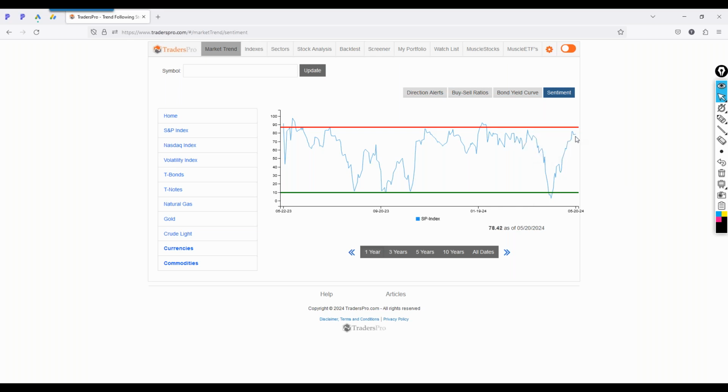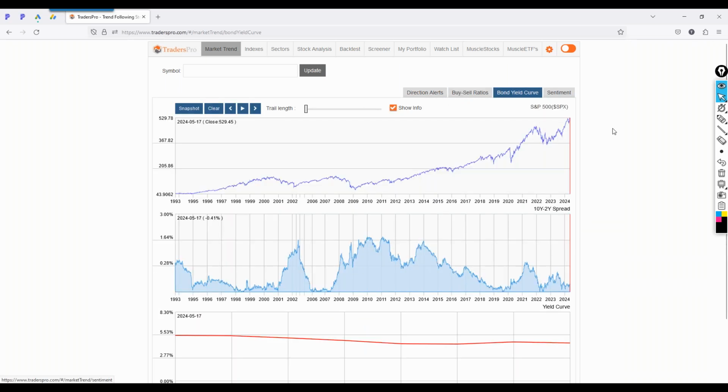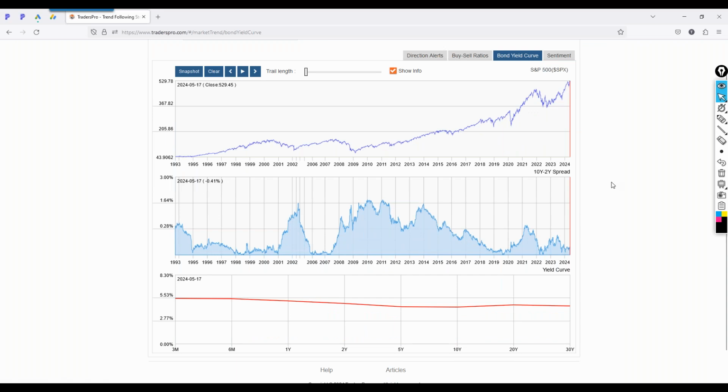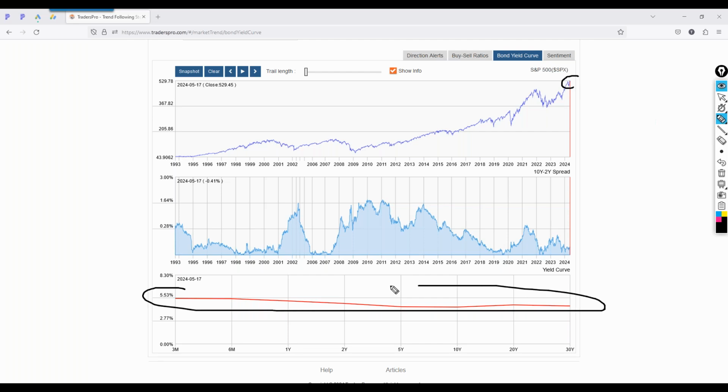So let's jump back here. So we're right at that range. That's really our context of the market conditions right now. Upper end of the range. Bond yield curve has still not really come into play yet. I do want to bring this up each week because this is still a concern.